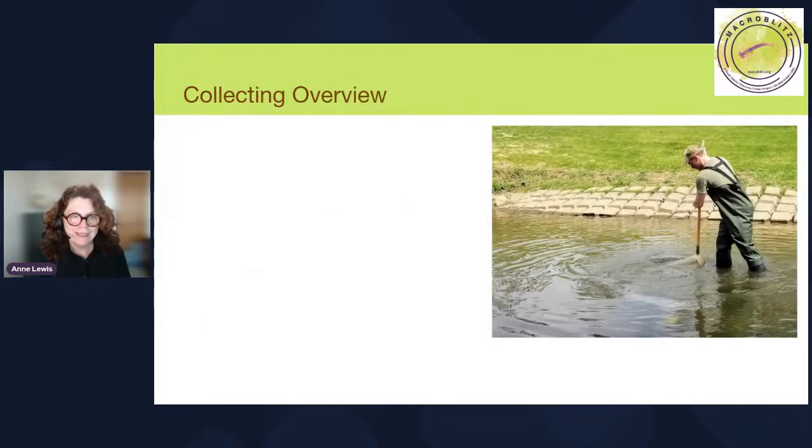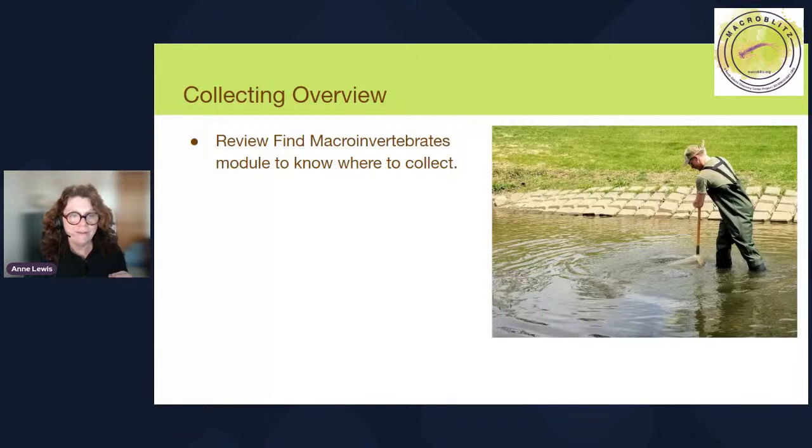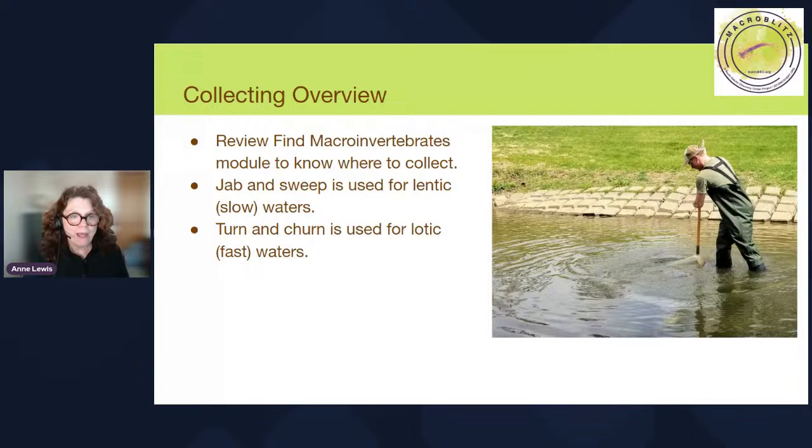Okay, let's get into the nitty gritty of collecting. We'll start with an overview. And I should say that if you have not yet watched the presentation on Find Macroinvertebrates, go to that module in our Google Classroom and watch it because it will tell you where to collect in the water. You should also know that jab and sweep is a method used for lentic waters or slow waters, while turn and churn is used for lotic or fast waters. And lentic and lotic are covered in the Find Macroinvertebrates module if you're unfamiliar with those terms.